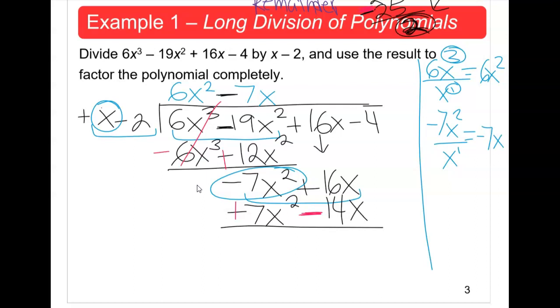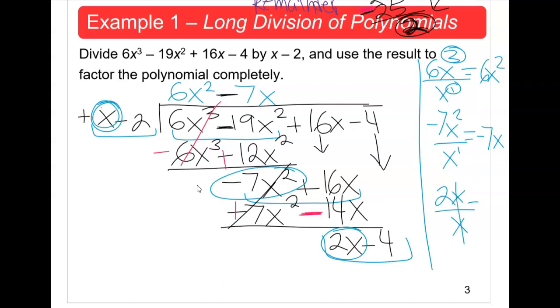Now let's combine like terms. This 7x squared will cancel out. They equal 0. And then 16x minus 14x is positive 2x. Finally, we drop the next digit, negative 4. And now we're just going to divide 2x divided by x. That one's easy because you could see that x divided by x is equal to 1. So 2 times 1 is 2. And it's positive, so we must put a plus 2 there.